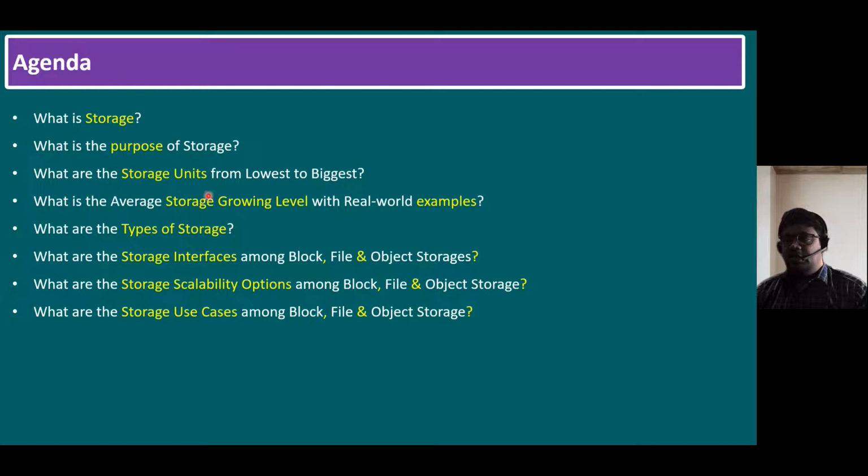And what is the average storage growing level with real world examples? And what are the types of storage? And what are the storage interfaces among block, file, and object storages? And similarly, what are the storage scalability options among block, file, and object storage? And what are the storage use cases among block, file, and object storage?